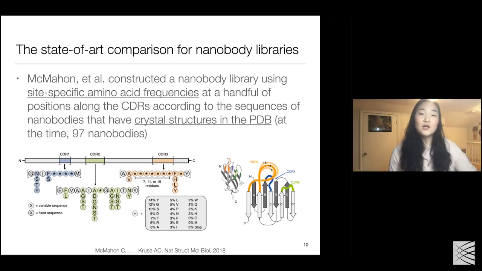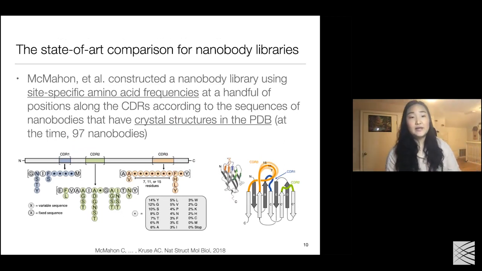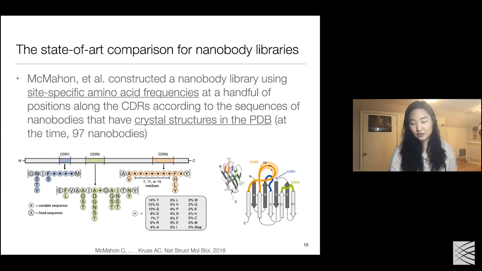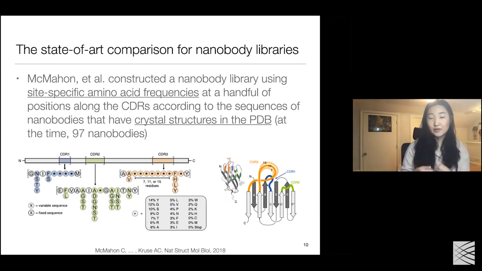And so the state-of-the-art comparison for nanobody libraries is described in the McMahon et al. paper in 2018 from the Cruz lab. They constructed a nanobody library using site-specific amino acid frequencies at a handful of positions along the CDRs, according to the sequences of nanobodies that had crystal structures. So they were able to modulate the frequencies of amino acids at different positions by looking at the structures in the PDB and modeling after that.